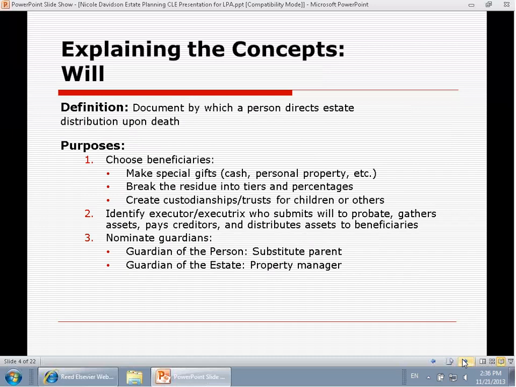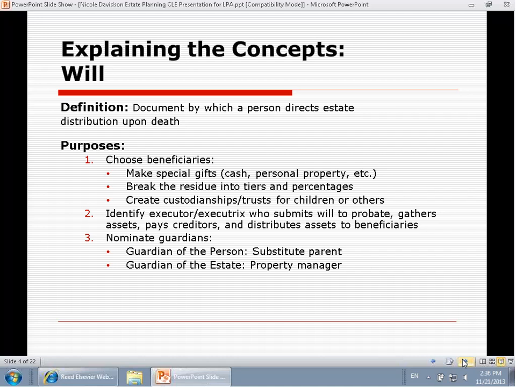The second document we'll talk about is the will. A will is a document by which a person directs estate distribution upon death. So compared to the Revocable Living Trust, which will exist from the time that it is signed, a will does not really do anything until a person dies.